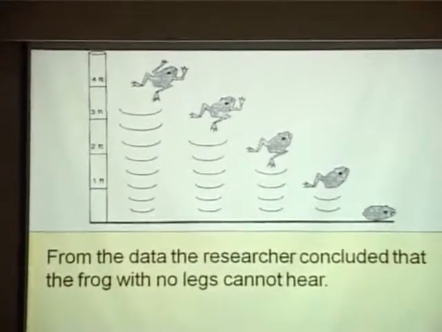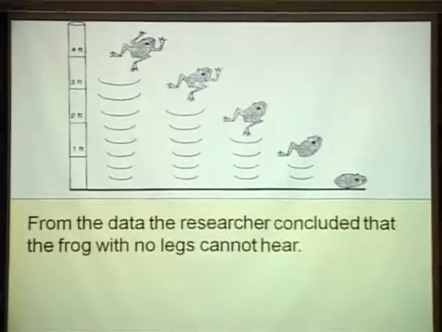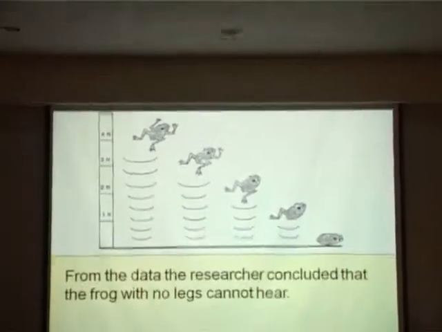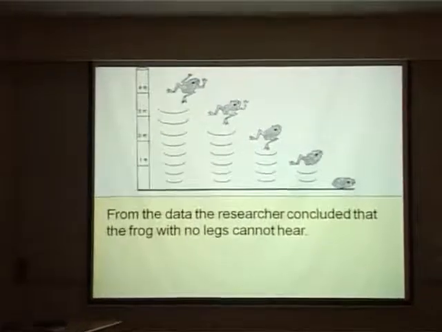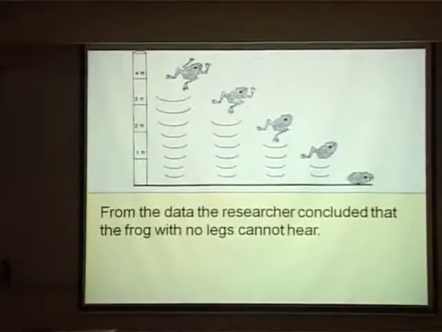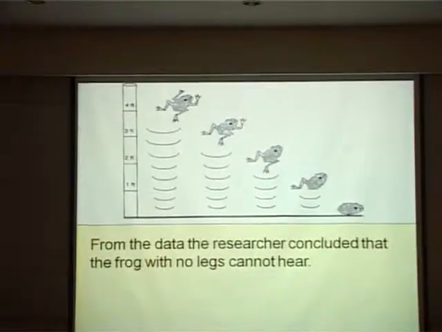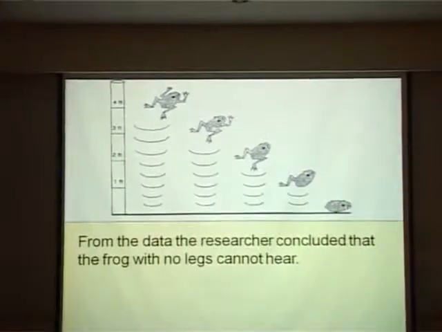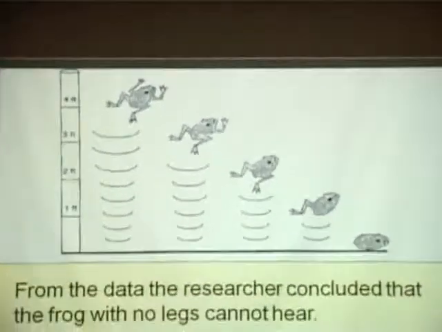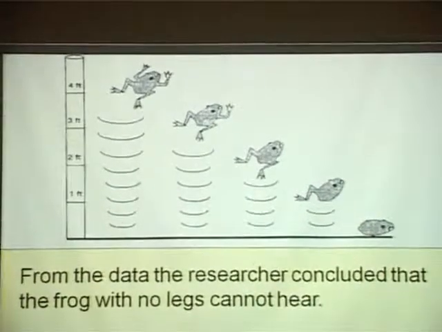So instead of the rat, you have a frog here. So what you do is you have a frog with 4 legs. You shock the frog and it jumps 4 feet. Then you cut one leg and he jumps 3 feet. Right? And then you cut another leg and another leg. And finally he's got no legs. And what do you conclude? That a frog with no legs cannot hear. So the interpretation of any statistical data is never to be left to the statistician.